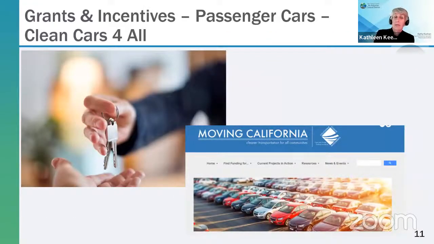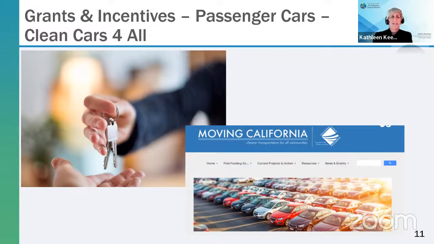A new program for passenger cars we expect to open in 2022 is Clean Cars for All. This program provides an opportunity for low-income residents in disadvantaged communities to trade in their old car and receive an incentive to purchase a new or used hybrid or electric car, or to receive a transit pass or credit toward an electric bike. The Air Resources Board approved $5 million in funding for this program last November.